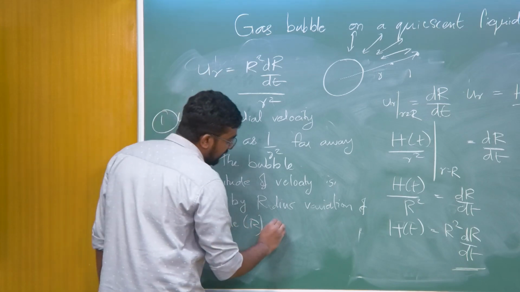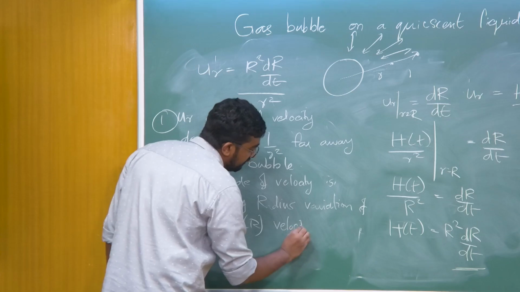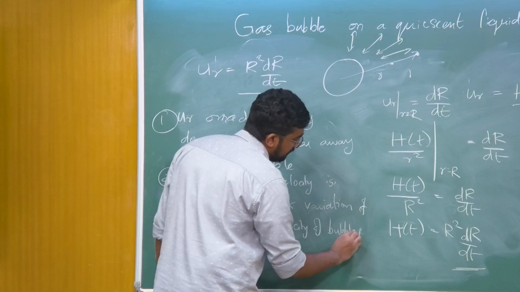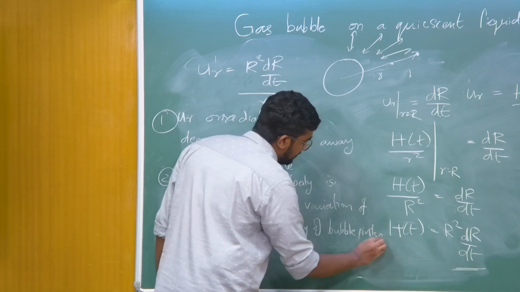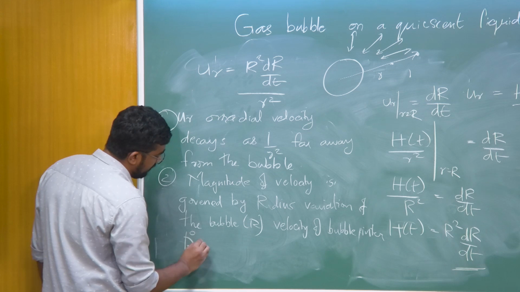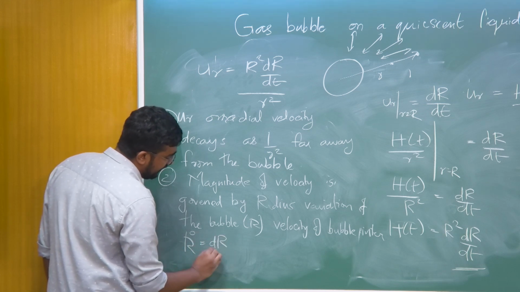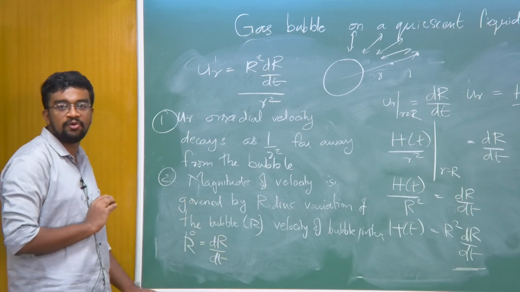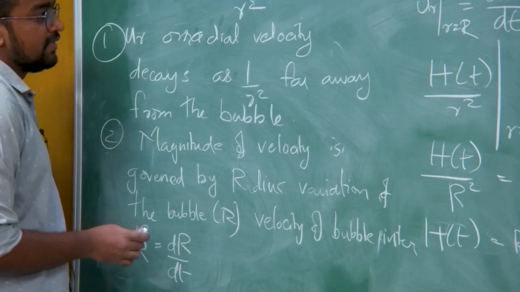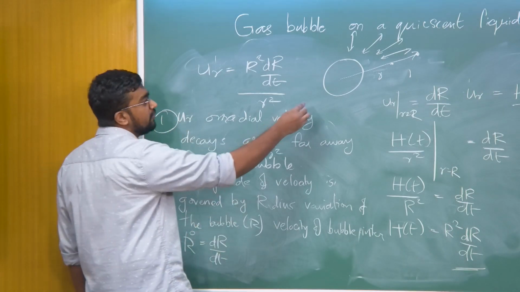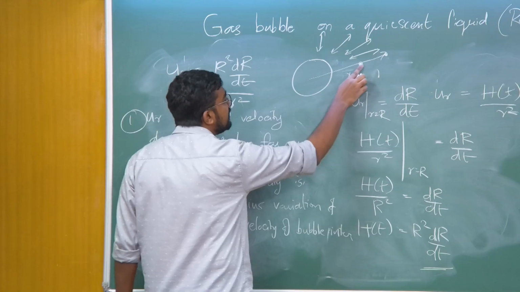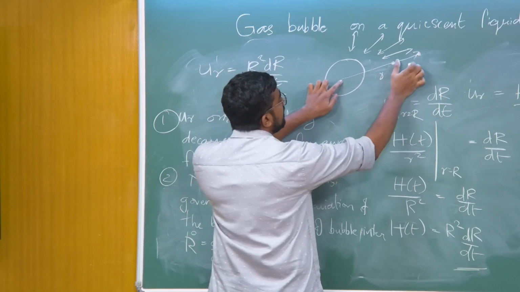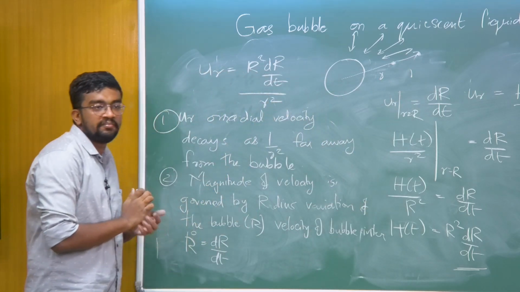It is also governed by the velocity of the bubble, the velocity of the interface, which is R dot. dR by dt I will call R dot, because it is only one derivative. Another thing is that the magnitude will also vary positionally. What I mean is, if you look at one direction alone, then the magnitude will be governed only by the time.